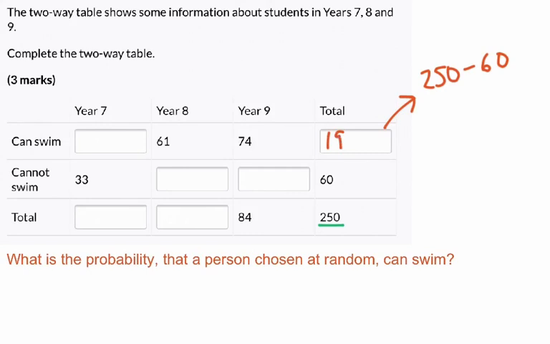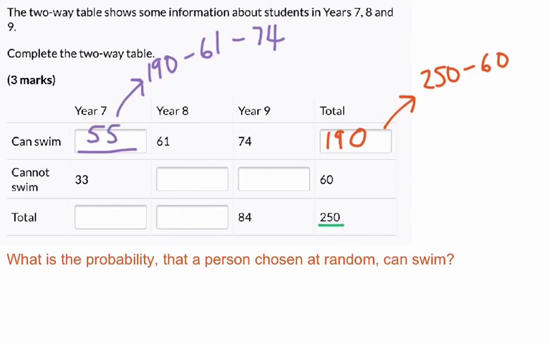of 190. Okay, that should now lead me nicely to being able to work out year 7 who can swim. So to work out that, the total swim is now 190. So to get that one, I'm going to do 190, take away 61 year 8s, take away 74 year 9s, and I get an answer there of 55.